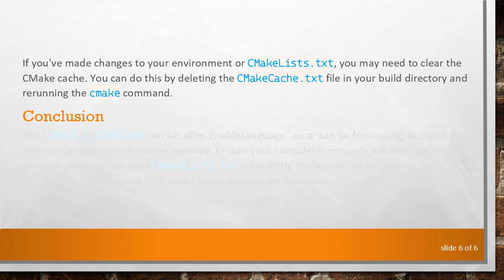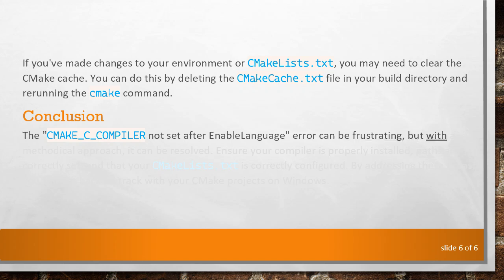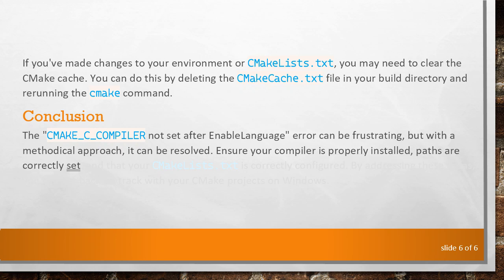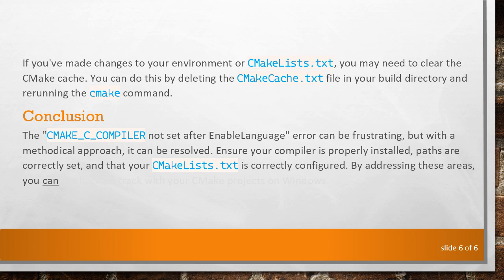Conclusion. The CMAKE_C_COMPILER not set, after enable_language, error can be frustrating, but with a methodical approach, it can be resolved. Ensure your compiler is properly installed, paths are correctly set, and that your CMakeLists.txt is correctly configured. By addressing these areas, you can get back on track with your CMake projects on Windows.